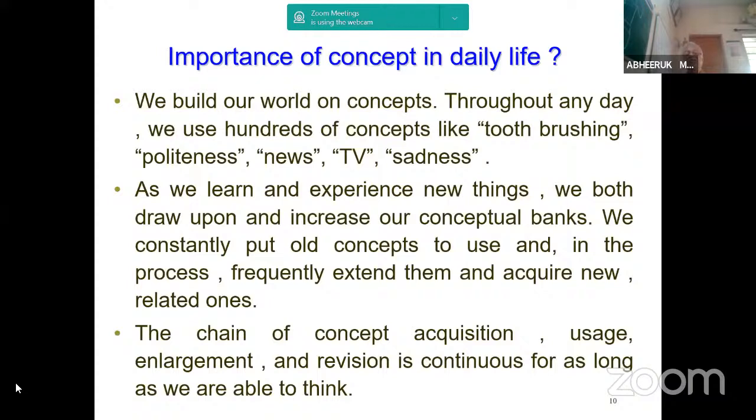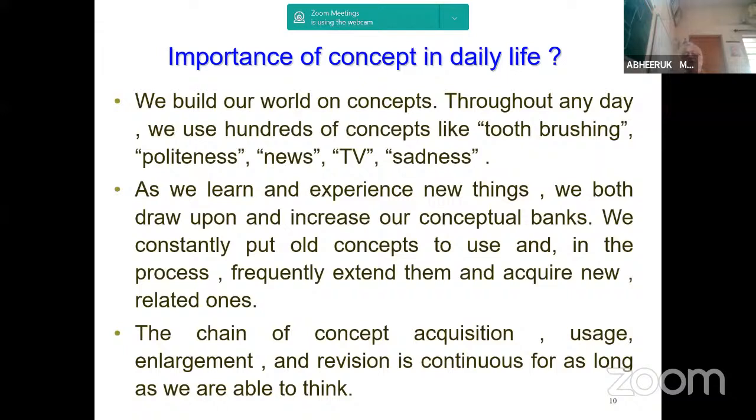Now, what is the importance of concepts in our daily life? Here, I am giving some examples of the lot of concepts we use. From morning to when you go to bed, throughout the whole day, we come across a lot of concepts, like toothbrushing, politeness, news, TV, sadness. As we learn and experience new things, we increase our conceptual bank. That means we have a lot of stock of new concepts.